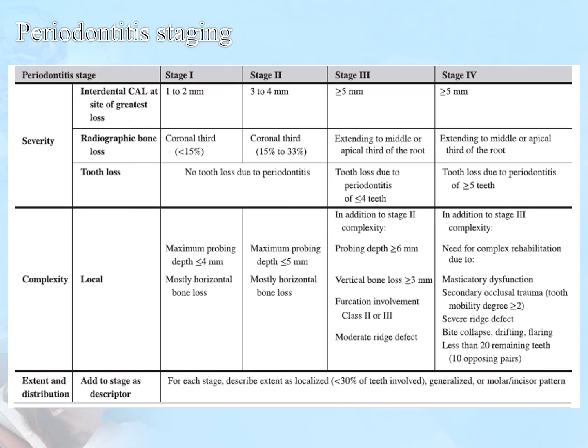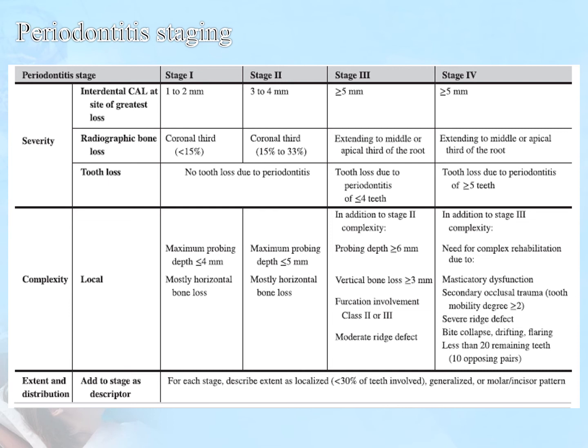Tooth loss: if there is no tooth loss, then you classify them into stage 1 or stage 2. Stage 3, if there is less than or equal to 4 teeth loss. Stage 4, more than or equal to 5 teeth loss due to periodontitis, then you tell it as a stage 4 condition. So take note that if there is a tooth loss only due to periodontitis, then we classify them as stage 3 or stage 4. Now, how to differentiate between stage 1, stage 2, stage 3 and stage 4? Stage 1 and stage 2 are similar and stage 3 and stage 4 are similar based on the severity, but based on the complexity it is a little different.